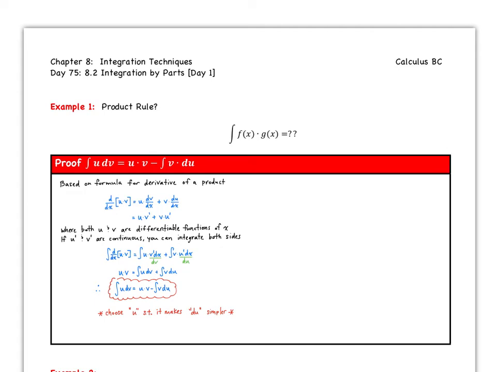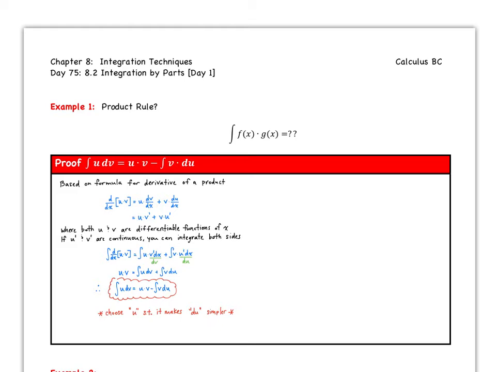Welcome to section 8.2, integration by parts, and this is the first day we're going to spend on it. So what is integration by parts and why do we use it? Well, let's look at our first example. If we wanted to use the product rule while integrating, how do we do that? We don't know. So that's where this integration by parts comes from.